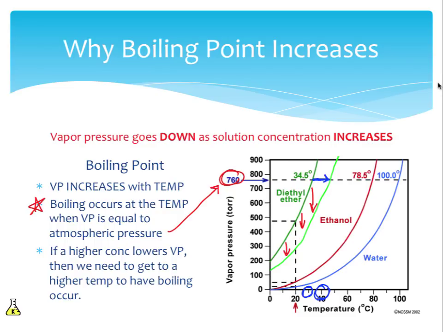Just to put that into writing then, to put all this into words: if a higher concentration lowers vapor pressure, creating this lower line, then we have to get to a higher temperature to have boiling actually occur, and that's exactly what we saw up here. We saw our boiling point shift from a low temperature, around 30, to a higher temperature, around 40.